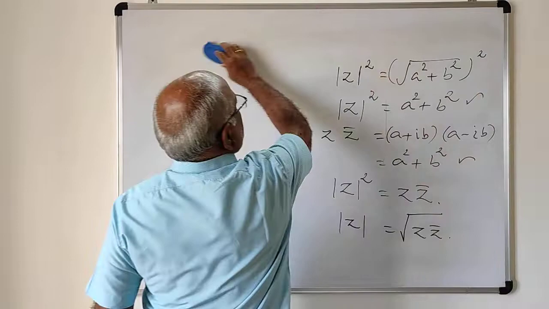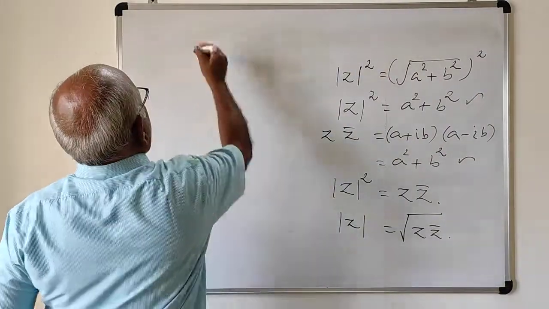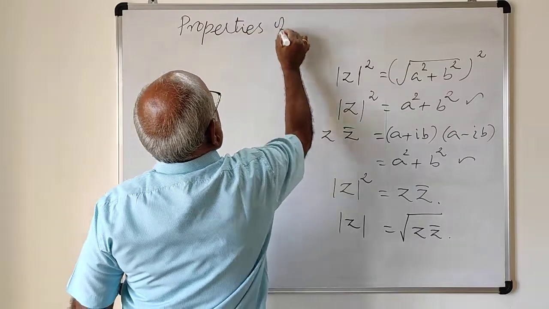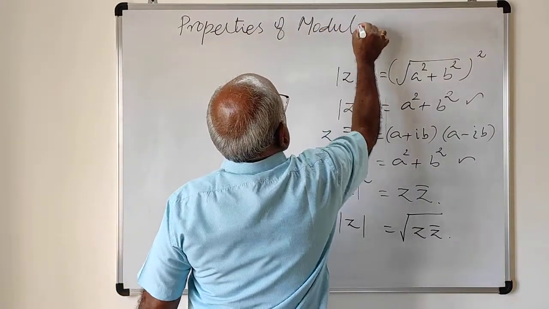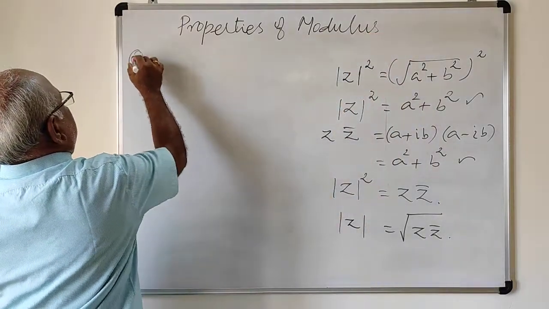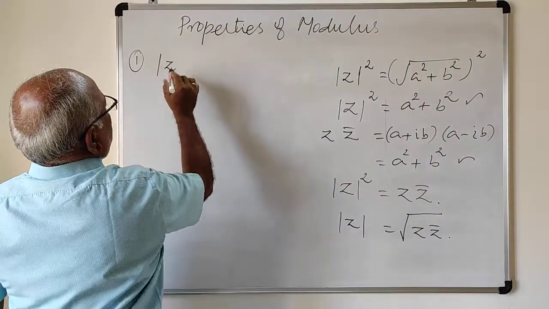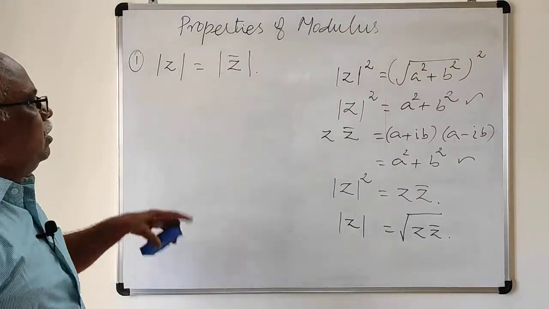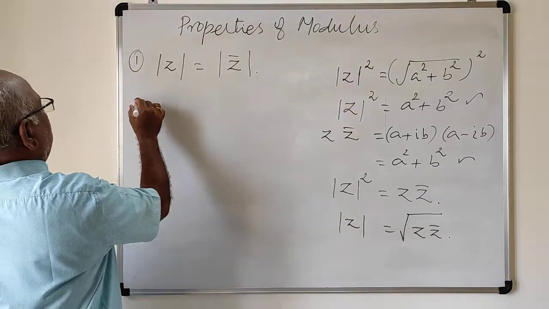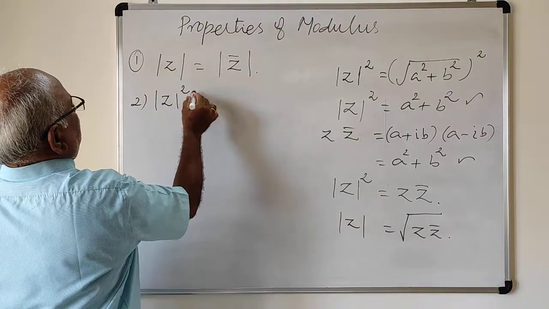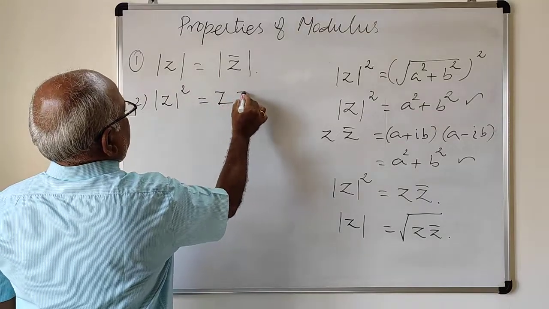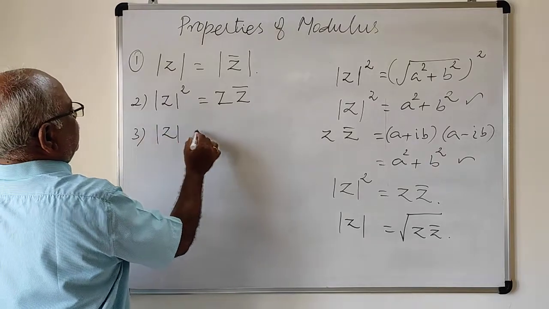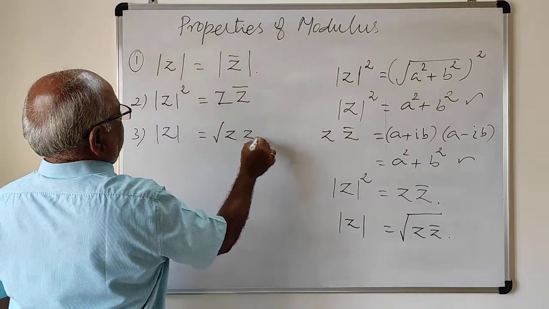Properties of modulus of a complex number. First property, mod of z is equal to mod of z bar. We have just derived mod of z equal to mod of z bar. Second one is mod of z square is z into z bar. Third one is mod of z is square root of z into z bar.